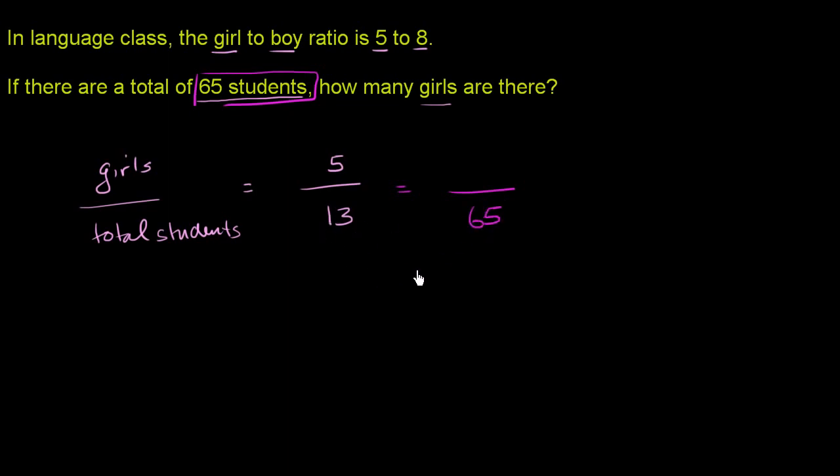And how many groups of 13 is 65? Well, to go from 13 to 65, you have to multiply by 5. 5 times 10 is 50. 5 times 3 is 15. Right, 13 times 5 is 65.